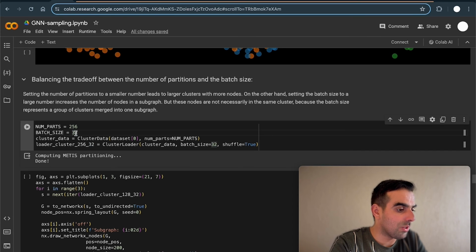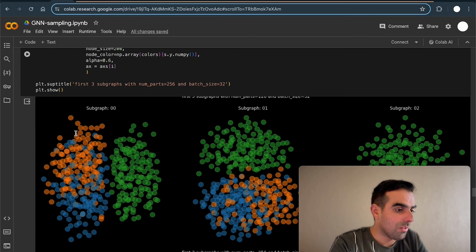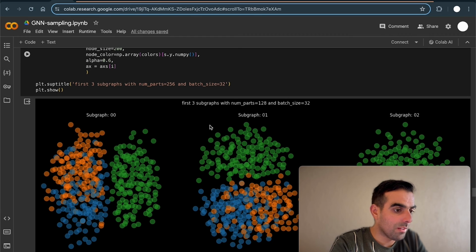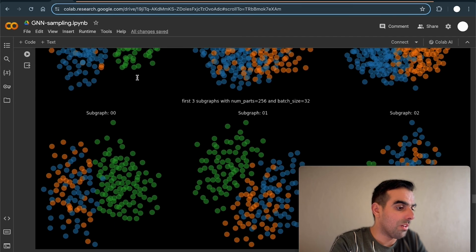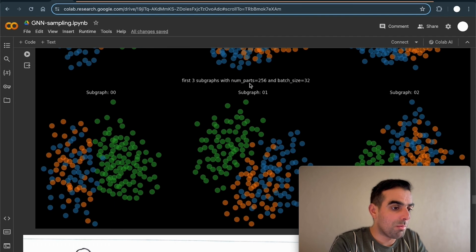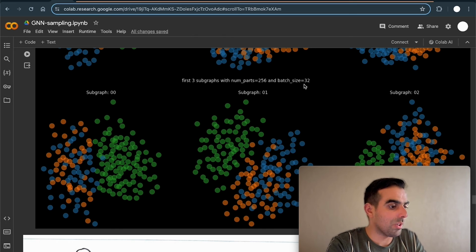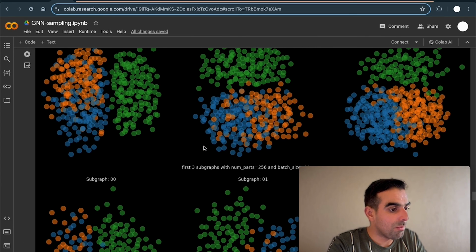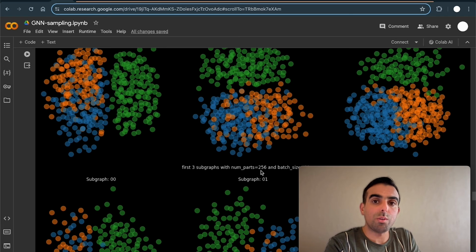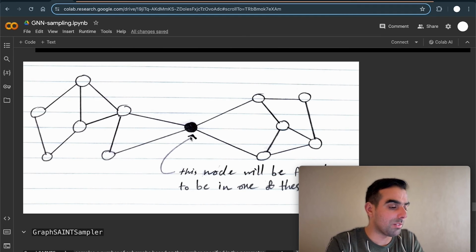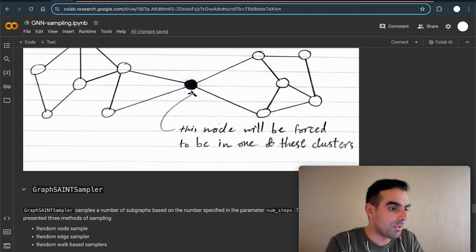If we increase the number of partitions to 256 and keep the batch size the same, which is 32, let's see what happened here. So this is the number of parts 128, batch size 32, and here the number of parts is 256 and batch size is 32. There are fewer points because we asked for more clusters, but we kept the batch size the same. And this is the problem that might arise from using ClusterGCN. This point will be forced to be in one of these two clusters.